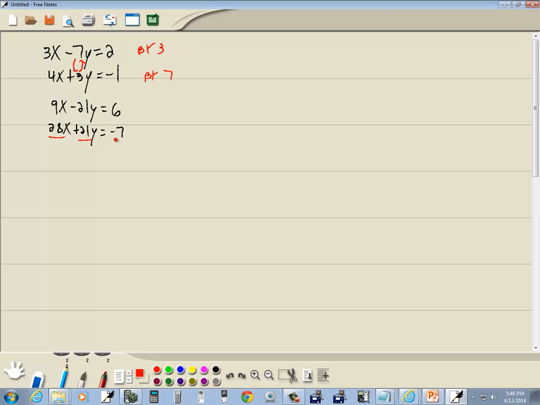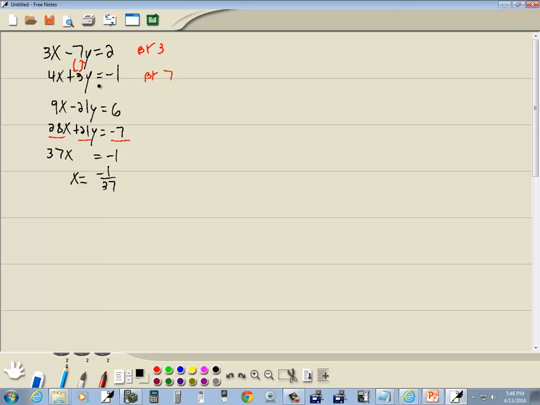And now we'll add these together. Well, 9x plus 28x is 37x. Negative 21y plus 21y drops away. 6 minus 7 is negative 1. Divide both sides by 37, and we get x is equal to negative 1 over 37.